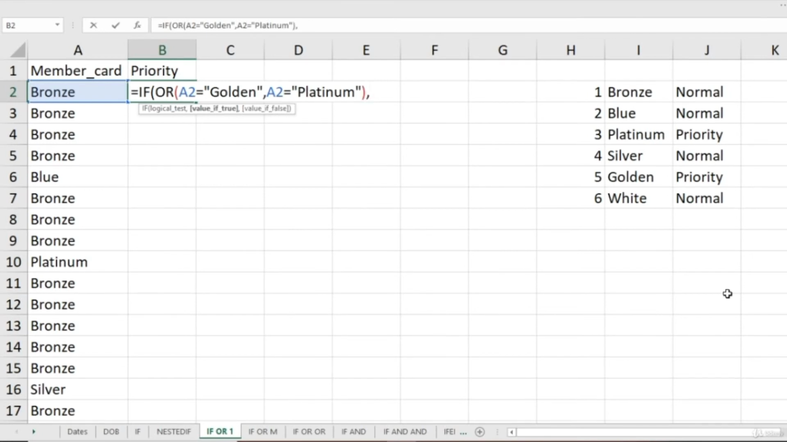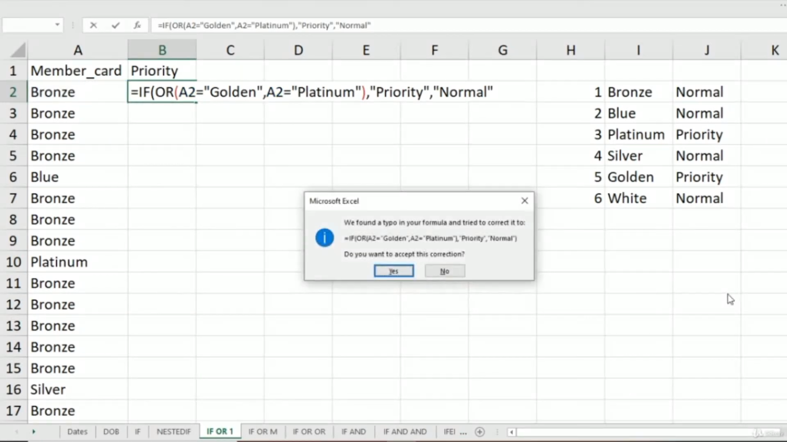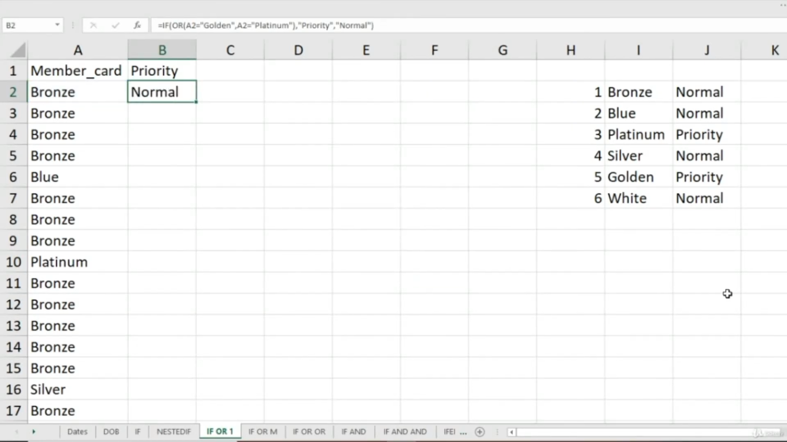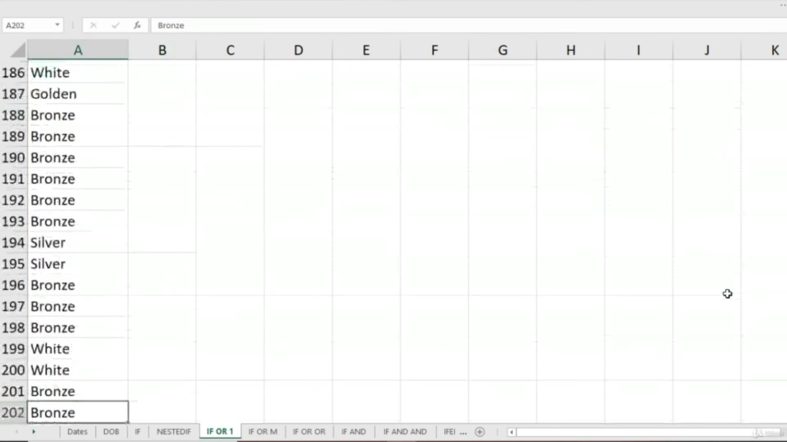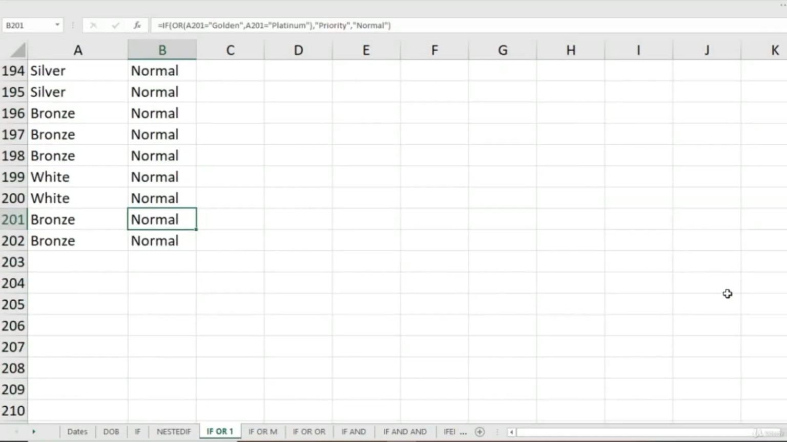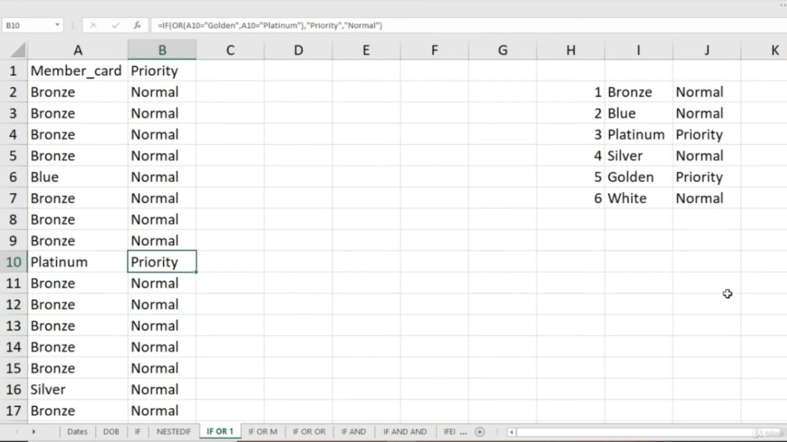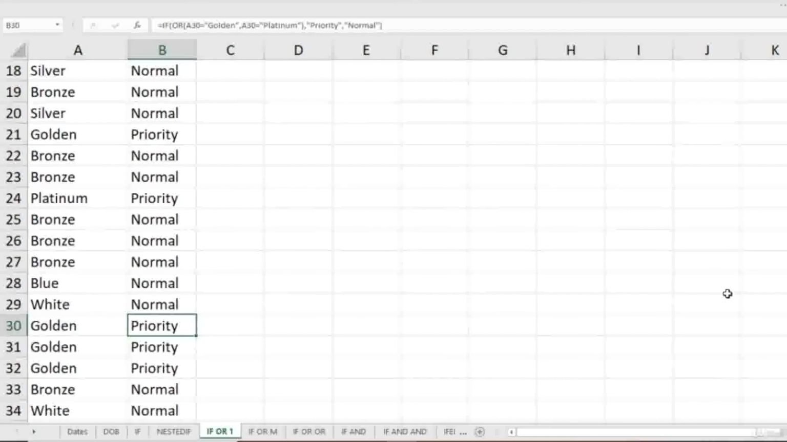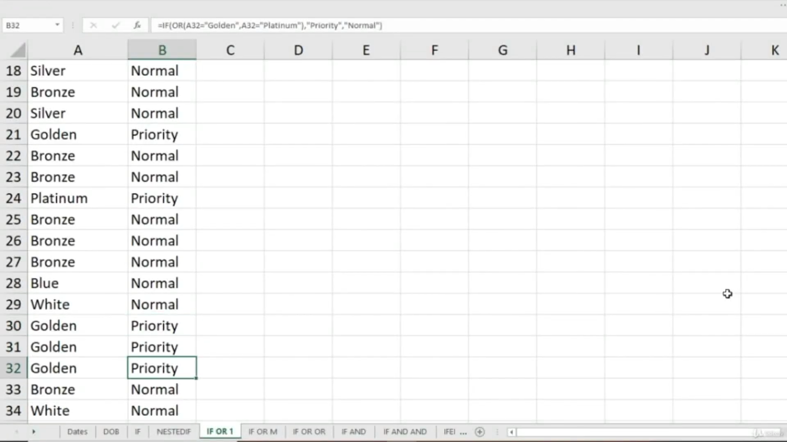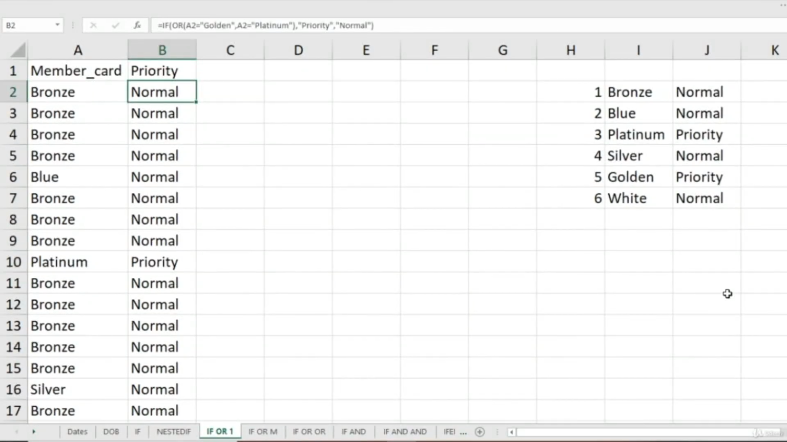And now value if true should be priority, and value if false should be, I would say, normal. And close the bracket and Control Enter, and here we have the value as normal. This is the bronze card, and I just copy and paste to all the cells below, and you can see that if the card is platinum, it is returning priority, and if the card is golden, it is giving us priority. In all other cases, it is representing normal.